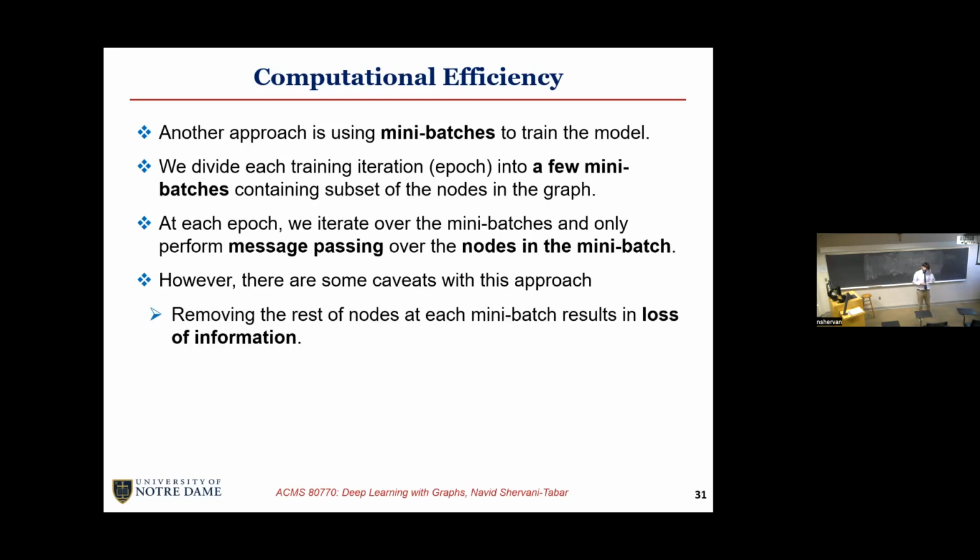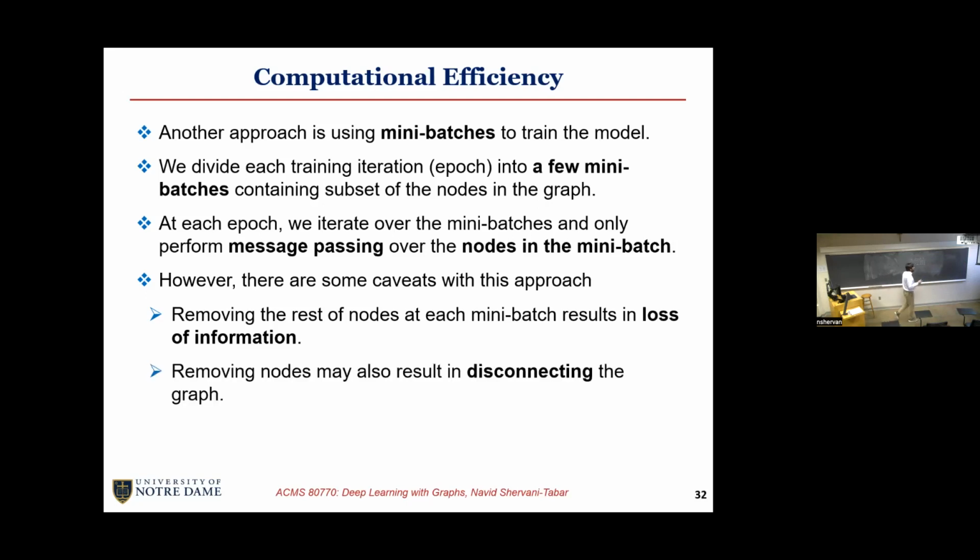One problem is that, similar to the neighborhood sampling approach, when we only perform our neural message passing on a subset of nodes, for some of the nodes you're going to lose some of the neighbors. And losing some of the neighbors means that you're going to lose some of the information that you're gathering in the aggregation step, right? So that's something that you need to be careful about. For that, changing the mini-batches over different iterations might help, right?